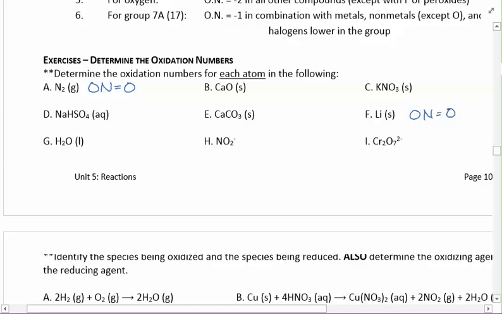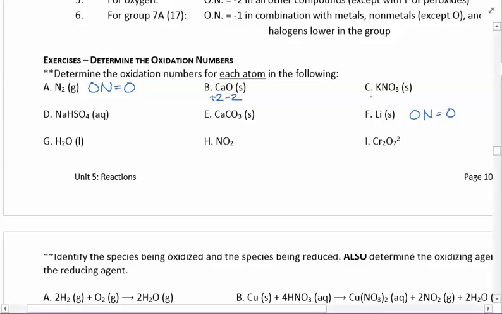Then letter B is a normal ionic compound that we're used to seeing. We know the oxygen is -2 and the calcium is +2. So that follows all of our traditional rules. That one we're used to working with. What makes this a little bit trickier is when we get to something with a polyatomic. So for example, we have KNO3. KNO3 is tricky because we have that nitrogen.